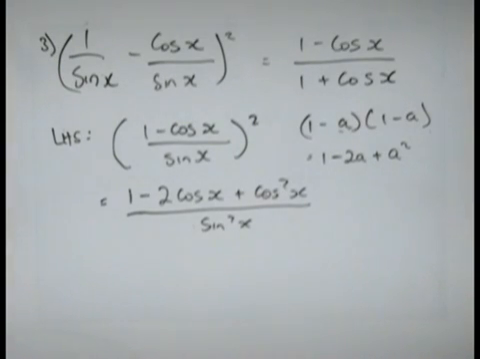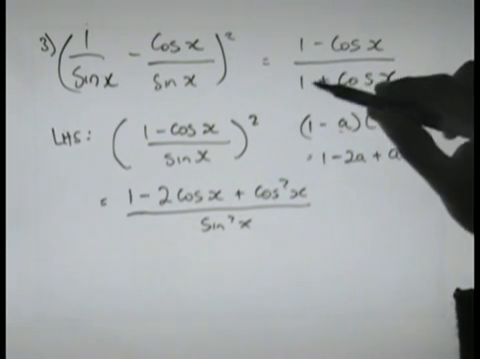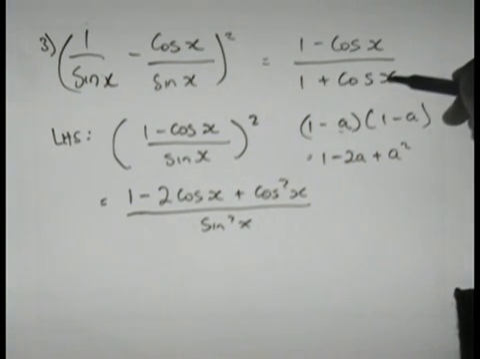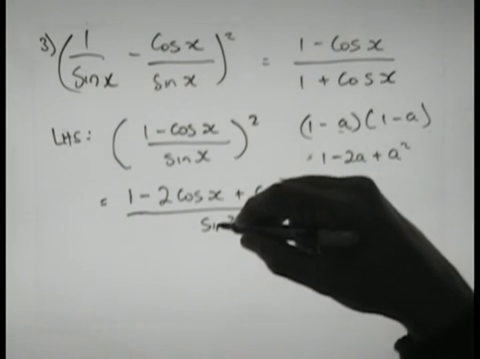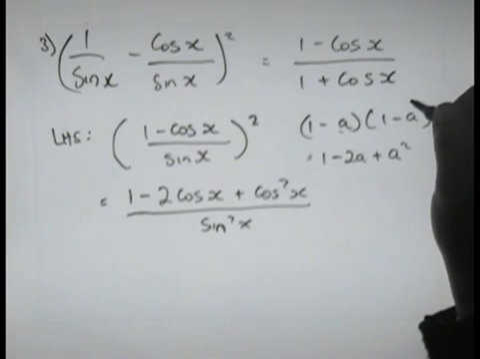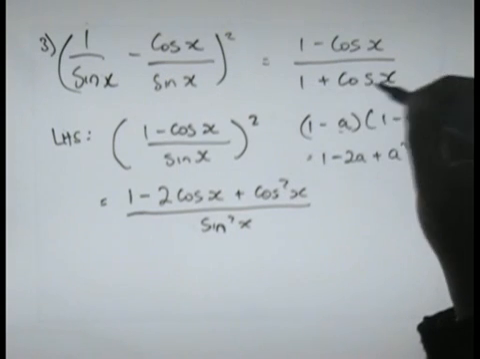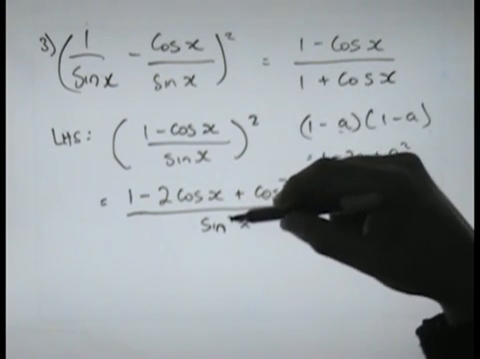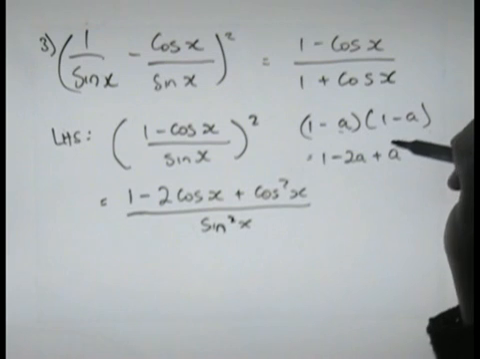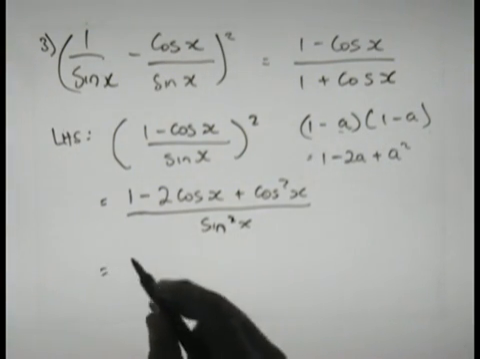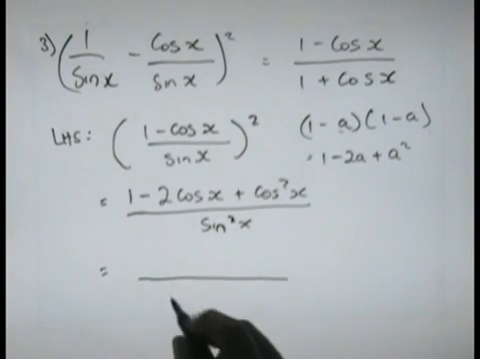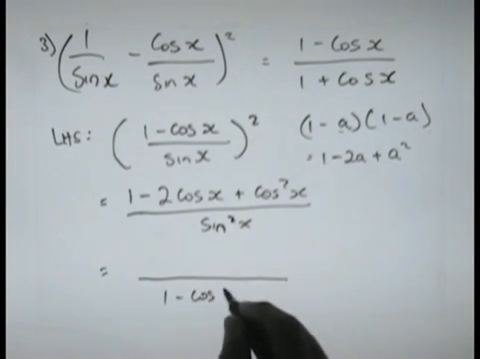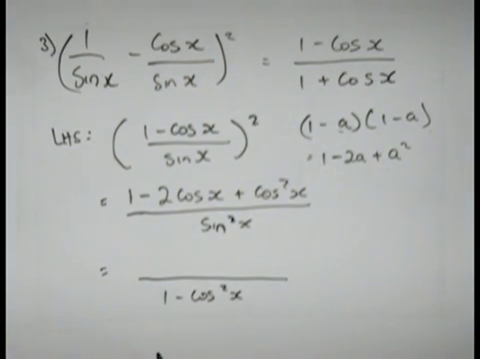Now, this does look nasty. Remember that my right hand side has got a 1 plus cos x in the denominator, right? Sine squared x, isn't that the same as 1 minus cos squared x? So I'm going to turn the denominator into 1 minus cos squared x. And I'm going to show you why I did that later on.